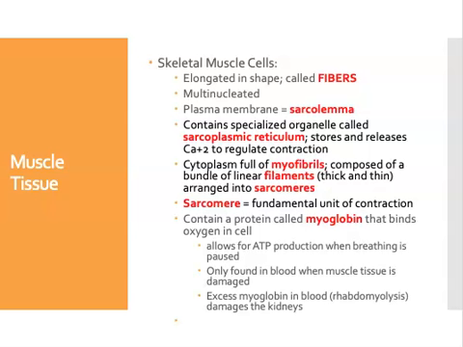Muscle fibers have a specialized plasma membrane around them, and that plasma membrane has a name. We call it a sarcolemma. This term sarco, anytime you see it, refers to muscle.